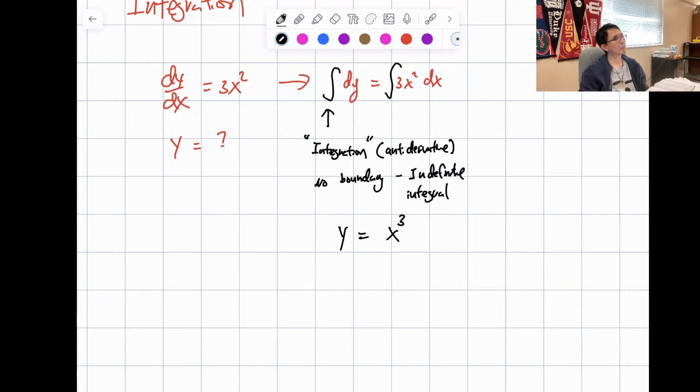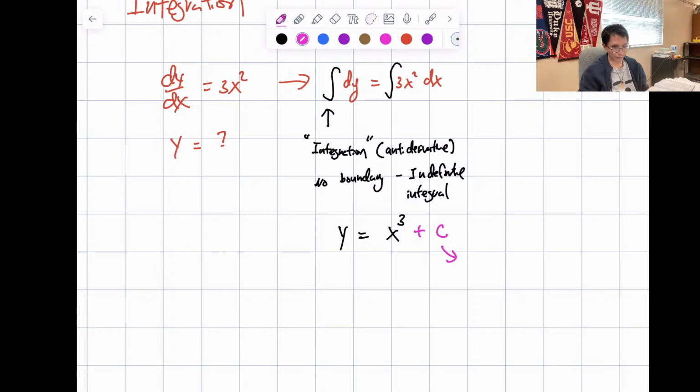Why that? Yes, Caden? Because there could be a constant that could have been removed when taking the derivative. So you must include this plus c. And if you don't have a plus c, unfortunately, I'm going to have to mark you wrong. So just make sure you have a plus c.